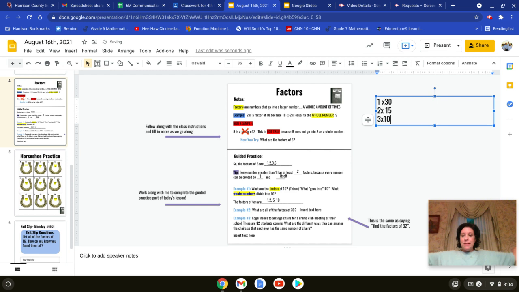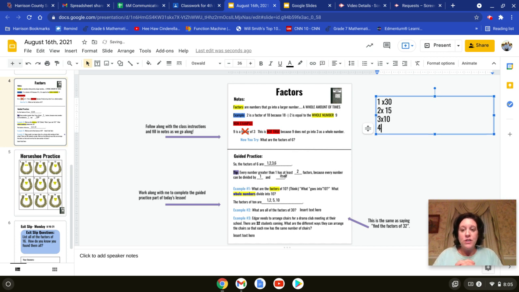So look what happens. My gap starts really big. 1 is my smallest, 30 is my biggest. 2 is next, and 15. Now we've eliminated all the numbers right here, 16 through 30. They're eliminated. They're not factors of 30. Now what we're trying to do is get our numbers closer and closer together until we run together, so we know we found them all.